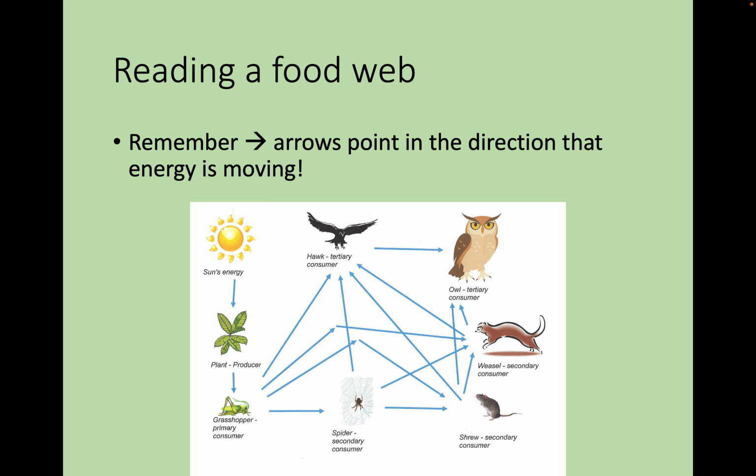Remember when you draw arrows that they have to point in the direction that energy is flowing. Make sure you don't put your arrows backward, or else you're going to be saying some interesting feeding relationships. So in this one, we are saying the energy starts with the plant, then it moves to a grasshopper, then the grasshopper has a bunch of predators. You can see it's flowing around up until we get to this top guy.